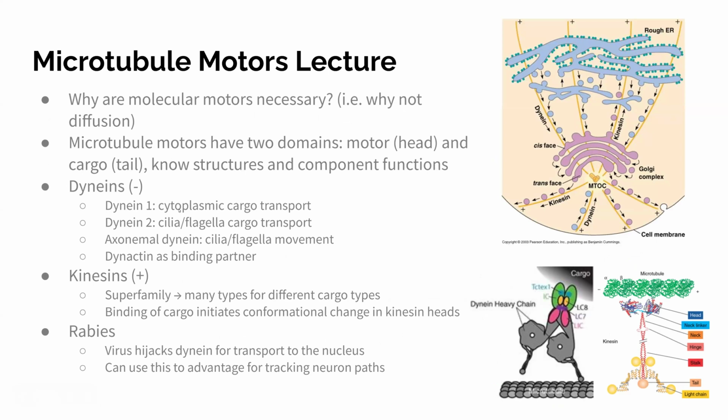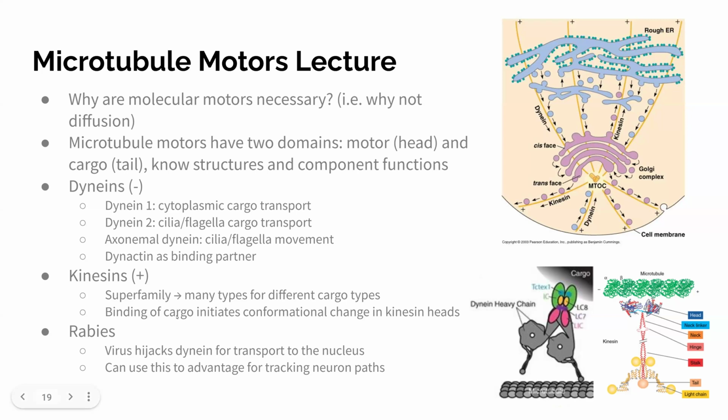So, talking about the dyneins more specifically, dynein 1 does cytoplasmic cargo transport, and dynein 2 does ciliary and flagellar cargo transport. There are 3 types, and they all do different things. You should just know the general things for cargo transport and for ciliary flagella. And then there are a bunch of different kinesin types for the different cargo types.